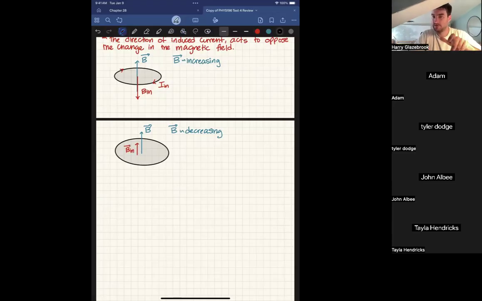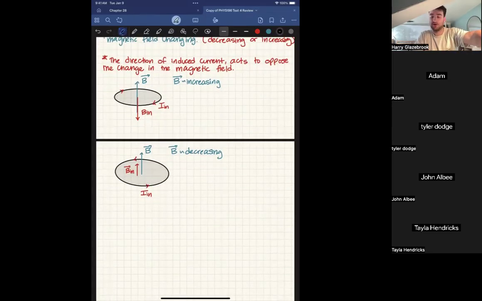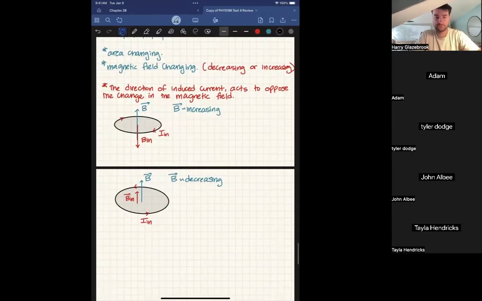So you see how that part can get confusing? If our external magnetic field is decreasing, we want to add to it, so our induced magnetic field actually points in the same direction. So that's a part that some students can get confused on. And then if the induced magnetic field is pointing up, that means our current is pointing counterclockwise. Our induced current is counterclockwise. So that's the way you can find the direction of your induced current in a loop. Any questions on that?